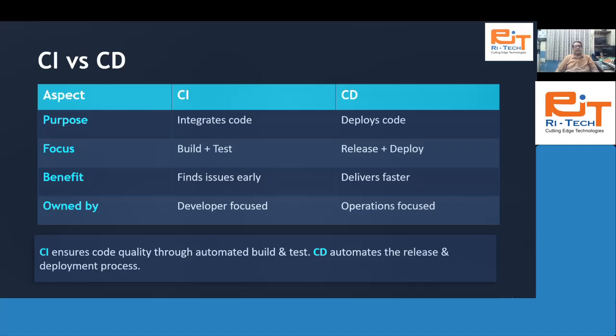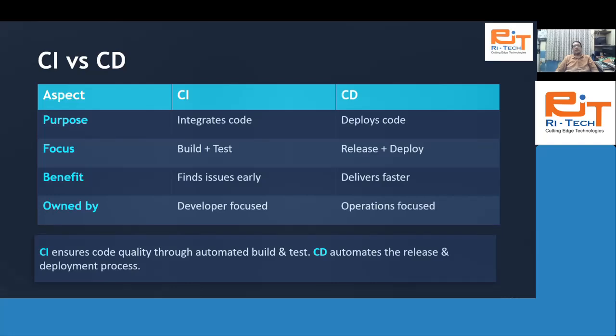So CI versus CD. What is the purpose of CI? Integrate code. What is the purpose of CD? Deploy the code. Now, what will be our focus in CI? Build plus test. In CI, our entire focus will be on build plus test. Now, CD will entirely focus on the release and deploy. So manage the releases and deploy the app.